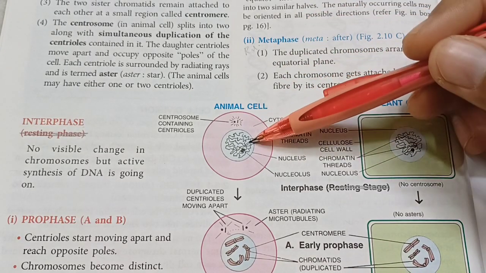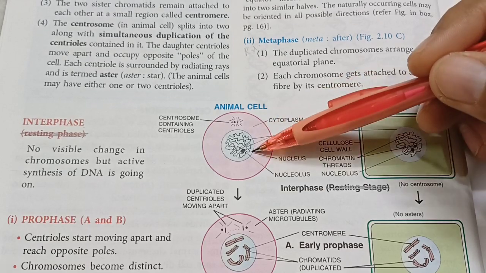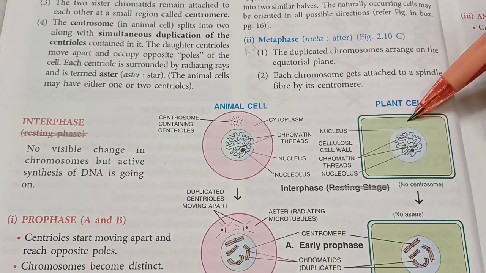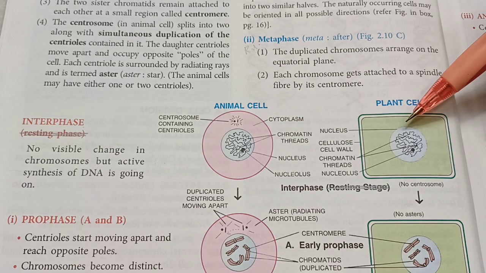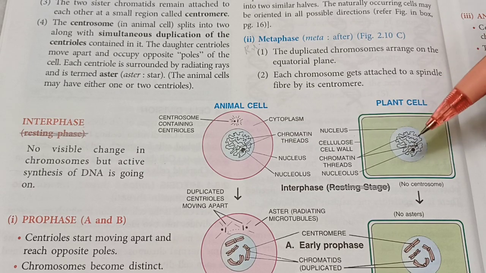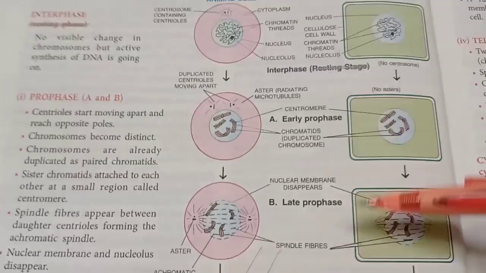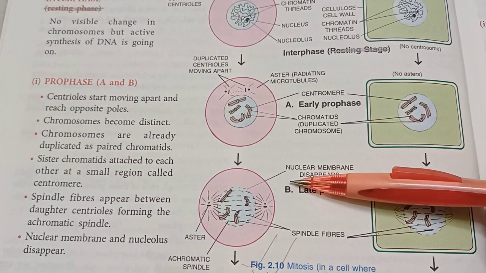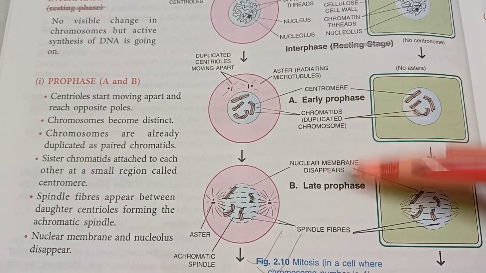We see the chromatin threads inside the nucleus, nucleolus, nuclear membrane, centrosomes in animal cells, but not in plant cells. And now the mitosis starts, and the first step is prophase, early and late. In exam, when they give you a diagram and ask you to identify the phase, you don't have to mention early and late, you can just mention prophase.